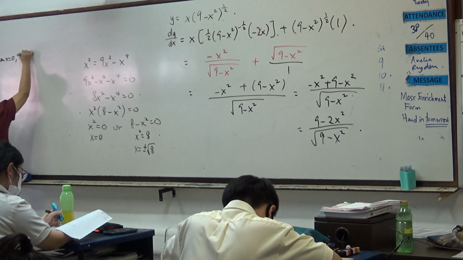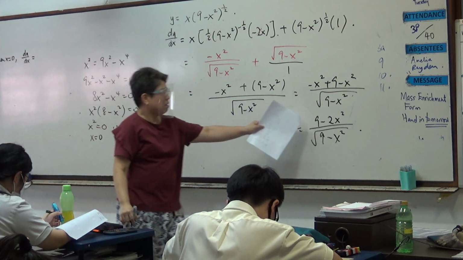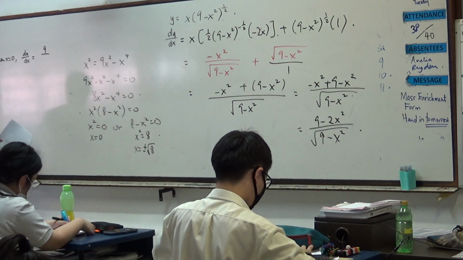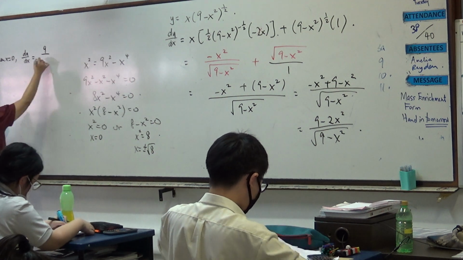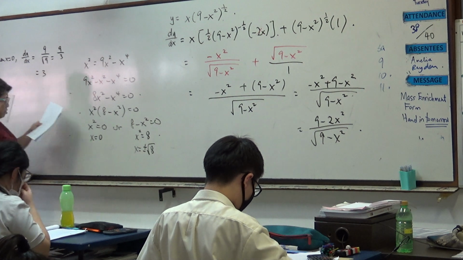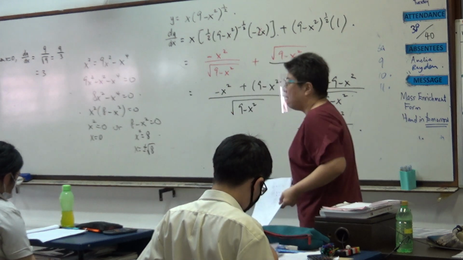When x is 0, dy/dx is what? It's 9 over square root of 9. So actually it's 9 over 3. The answer is 3. Gradient is 3, correct? Yeah?